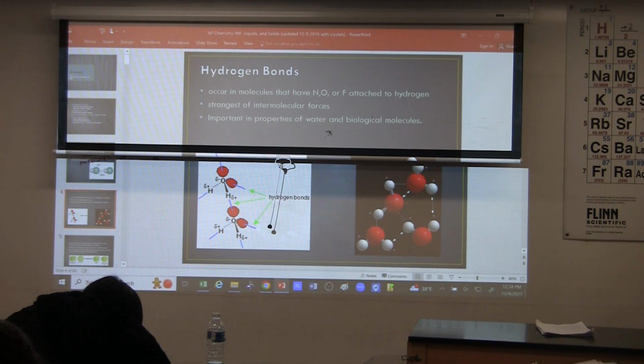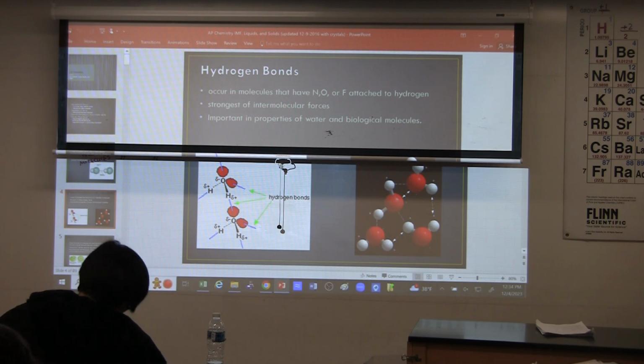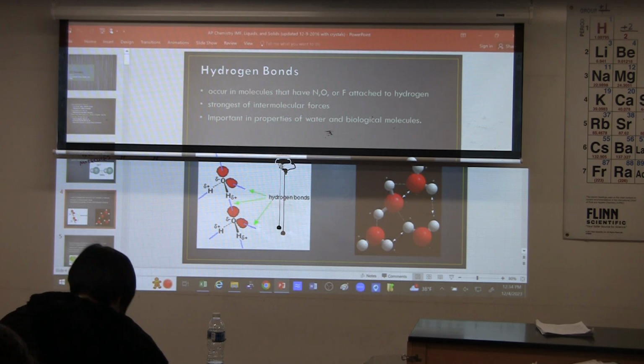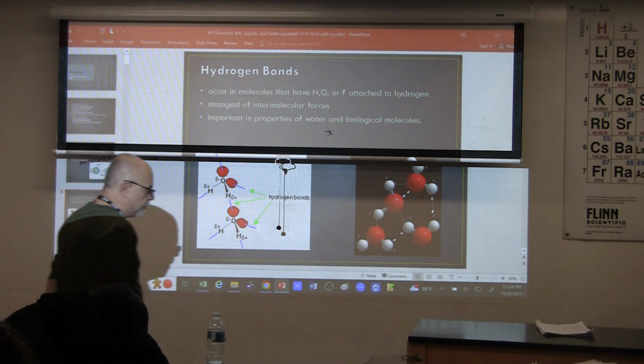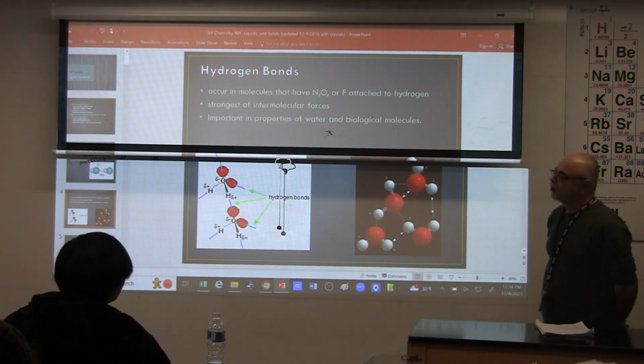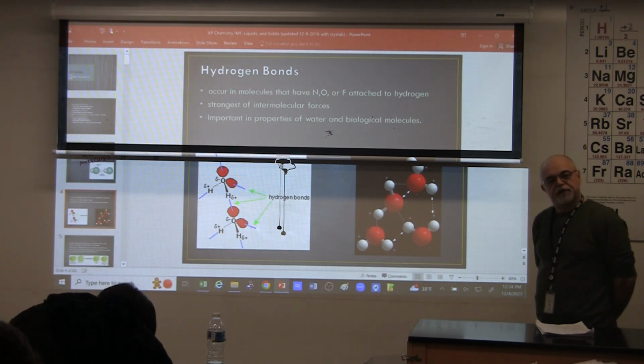99% of the time, if you're asked something about water's properties, almost always the answer is hydrogen bonding. Water's not the only thing that does it, but it's one of the more important things that does it. Hydrogen bonding in water is why, even though water is polar and all that, this is an extraordinarily stronger version of a dipole attraction. It's a special case, if you will.